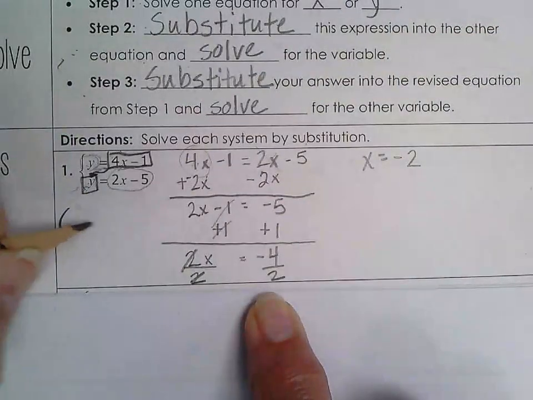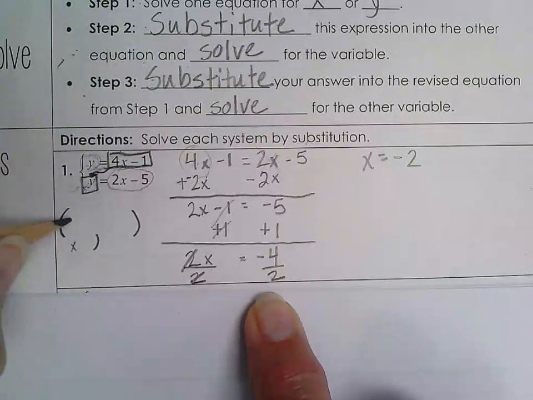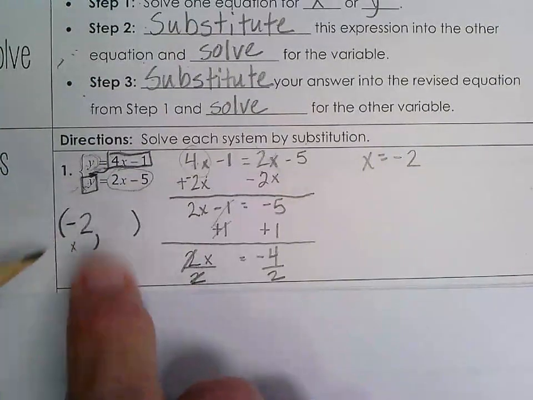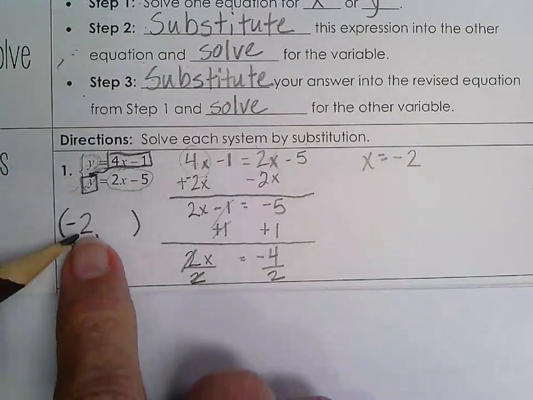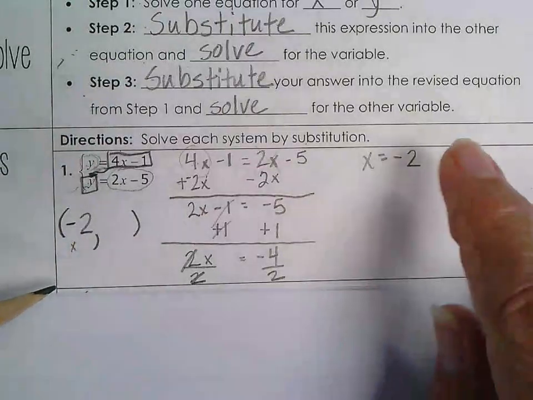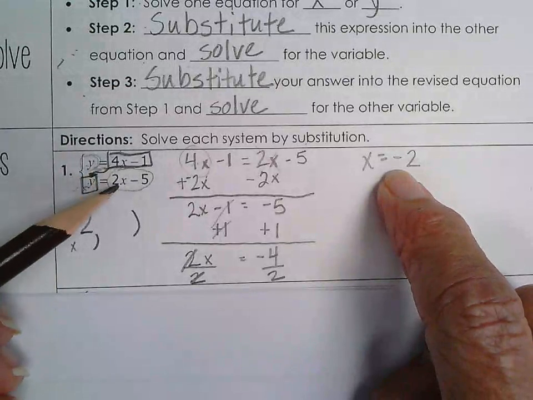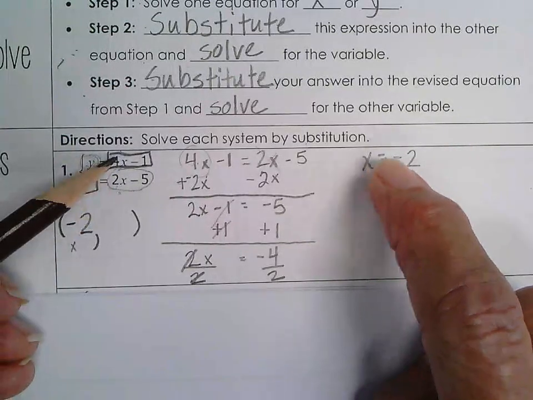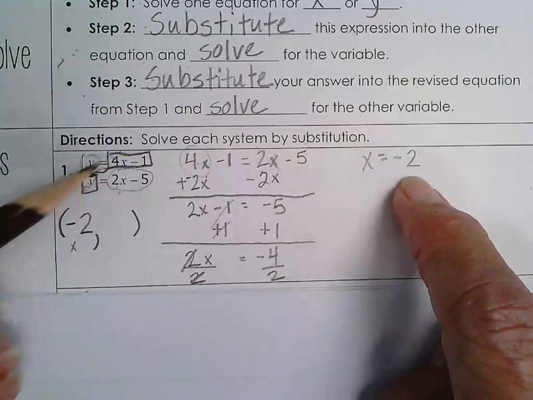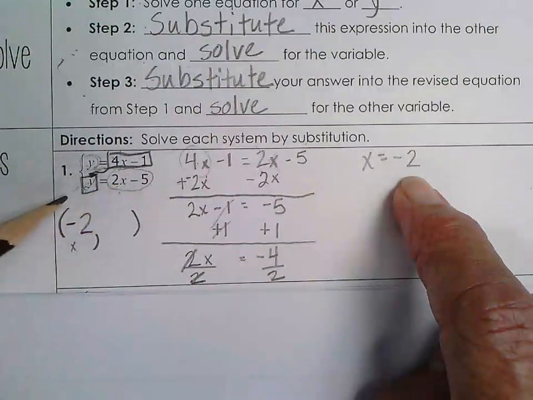So if that's correct, I have my x value of -2. This is my solution set. This is my answer. But now I have to figure out what y is. Now that I know what x is, I can choose either equation and plug this value in for x and solve for y. So I'll just go ahead and use the second equation.